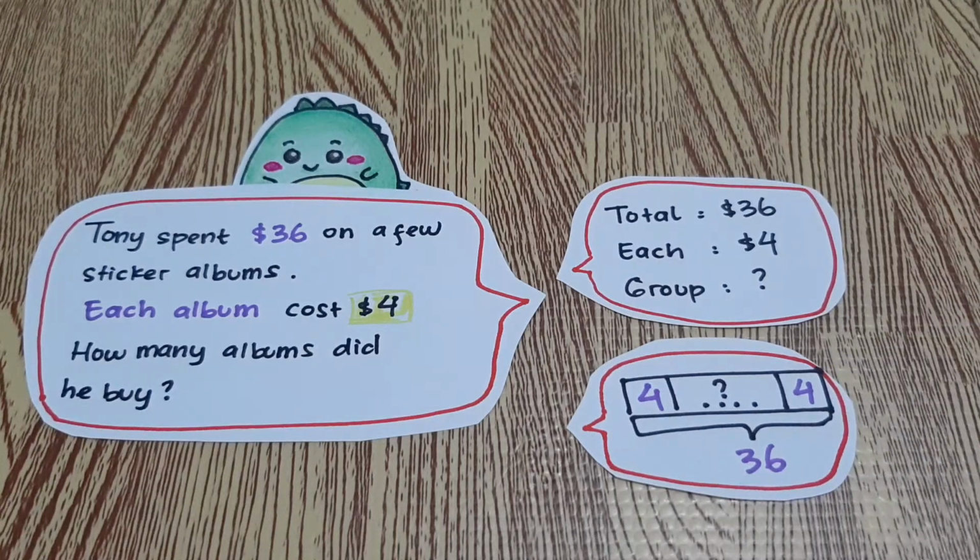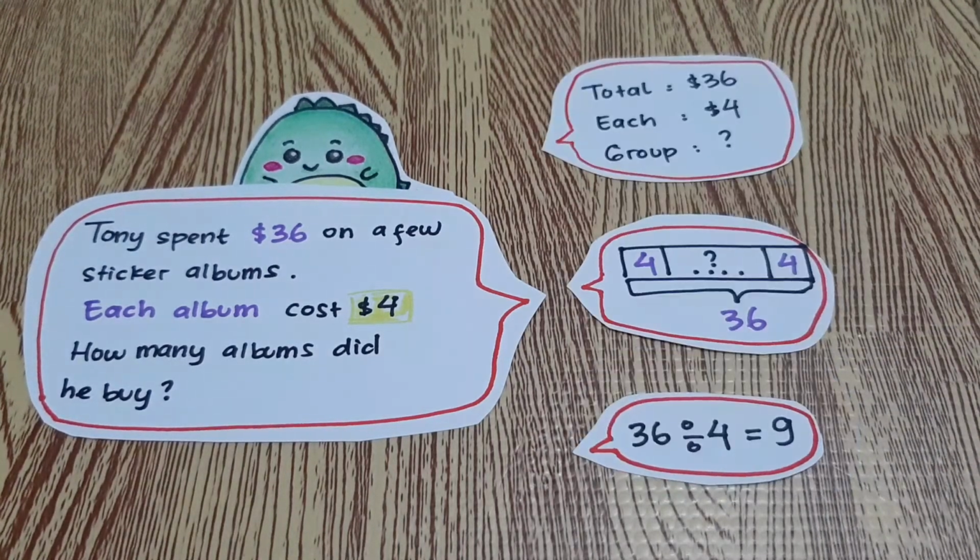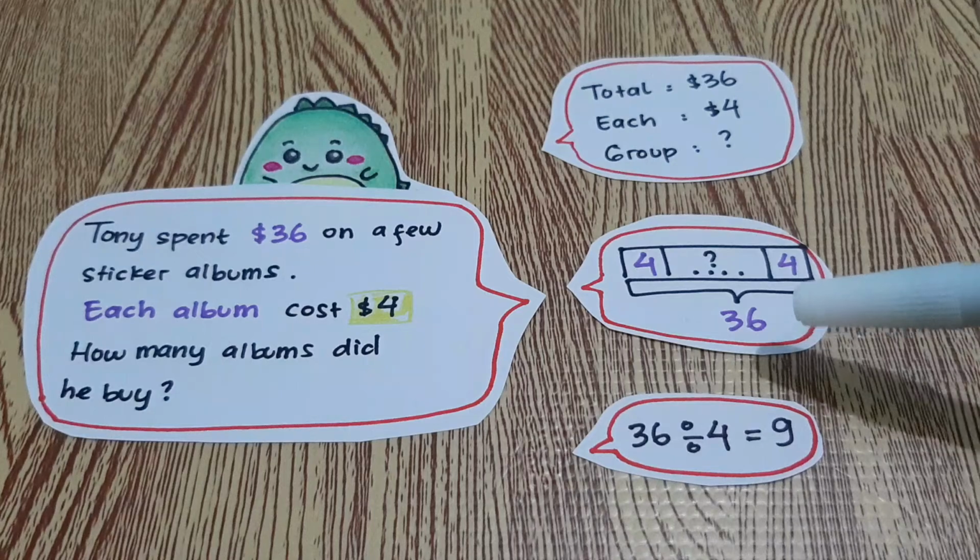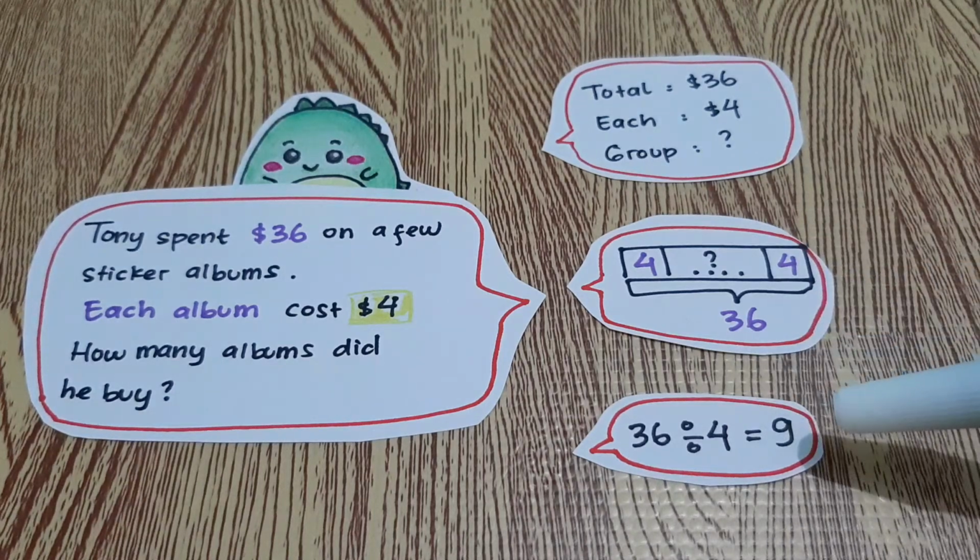Do you understand? Now how about the equation? And so the equation is 36 divided by 4. 36 here divided by 4 equals 9.